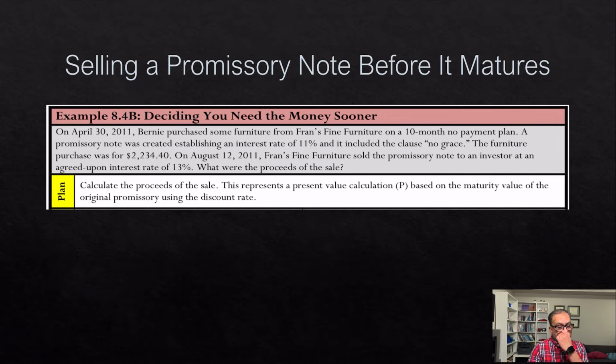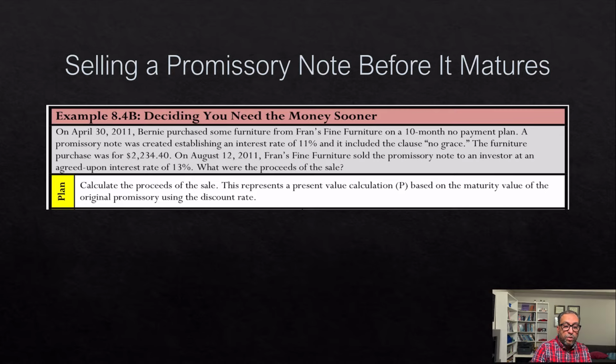On April 30th, 2001, Barney purchased some furniture from Fran Fine Furniture on a 10-month no payment loan. A promissory note was created, establishing an interest rate of 11%, and it includes the clause no grace period. So the furniture purchase was 2,234.40. On August 12, 2011, Fran Fine Furniture sold the promissory note to an investor at an agreed upon interest rate of 13%.